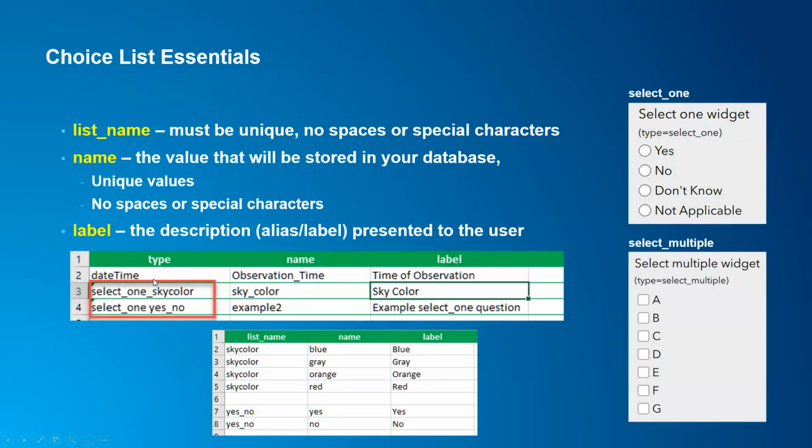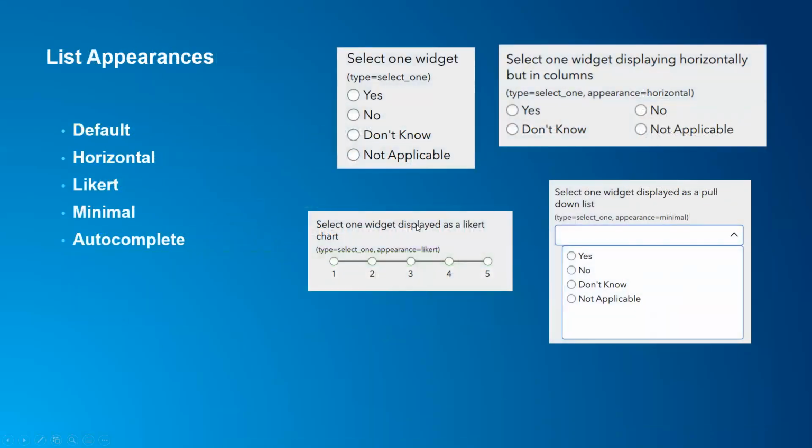But this is the tab down the bottom for lists. This is my survey. Select one, sky color. Select one, yes, no. There shouldn't be an underbar there, that's a typo. Underscore in between 1 and sky color. But sky color and yes, no are lists. And if we go to the tab for choices, we see the list, we see the value that's stored in the database, and we see the value presented to the user. Yes, no, similarly: yes, no in the database, yes, no shown on the screen. And here are different types of appearances of lists. You can have radio buttons that are horizontal or vertical. You can have pull downs, autocomplete, all kinds of choices for that.